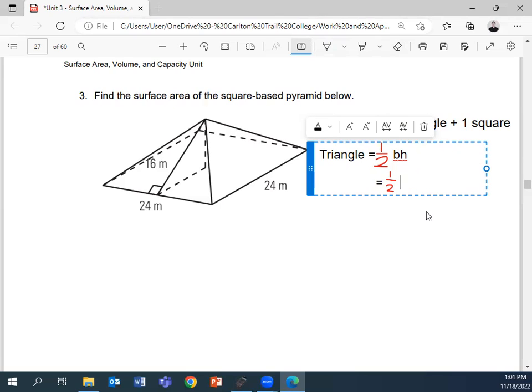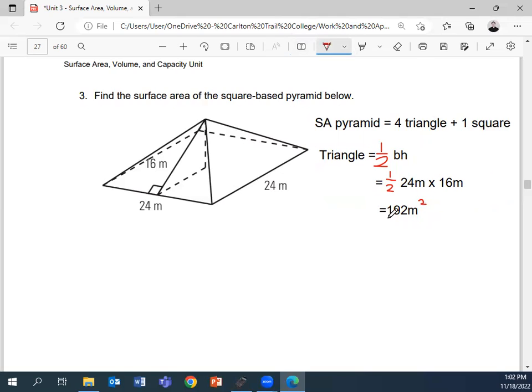So in this case, it's a lot of steps, right? So keeping organized is crucial to these types of problems. So it's a half, my base is 24 meters times my height, which is 16 meters. It's just a weird spot. We have to look at these graphs carefully. So if I bump these together, I'm going to end up getting 192 meters squared.